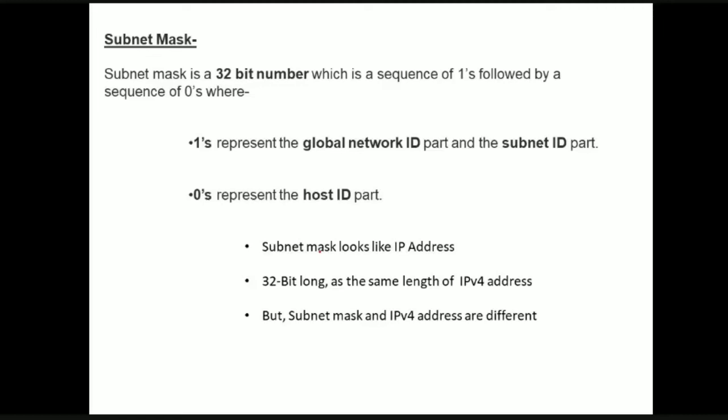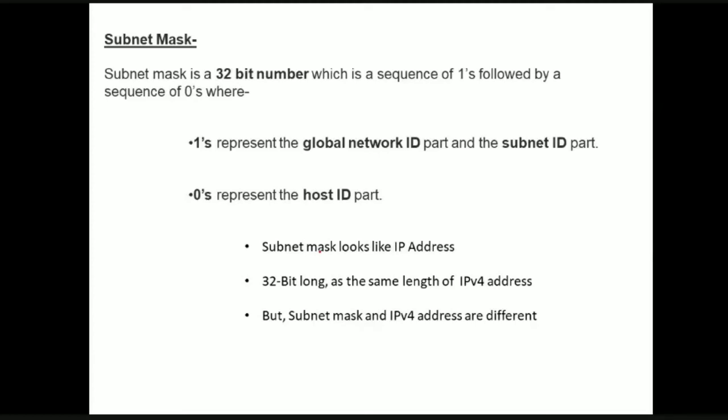let us now discuss the next concept, subnet mask. What is a subnet mask and why do we use it? Let us have the answers to this question as we continue our discussion. Subnet mask is a 32-bit number. We know that an IP address is also a 32-bit number, so is the subnet mask. It has a sequence of ones followed by a sequence of zeros.